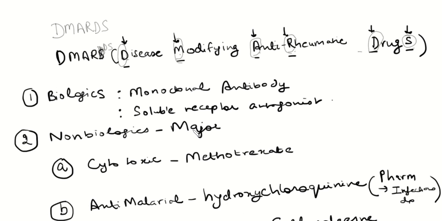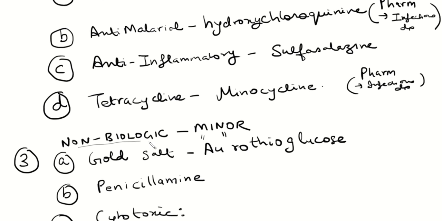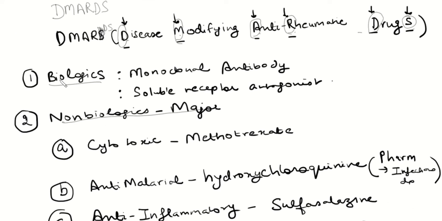Okay, so again, there are different varieties. For the sake of simplicity, I've done a review, and based on what I've looked at in the literature, I boiled it down to three categories. The first one is biologics. The second one is non-biologics-major, and the third one is non-biologics-minor. Now, biologics have two subcategories: monoclonal antibodies and soluble receptor antagonists.